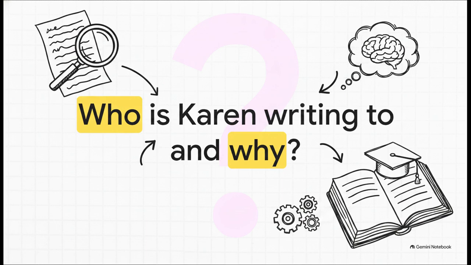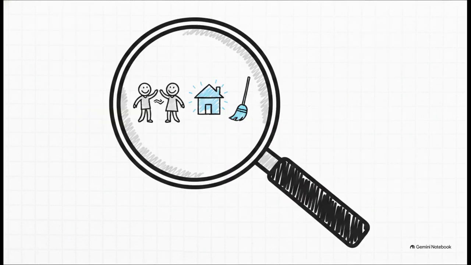And what is the real underlying reason she wants this person to come over right now? Let's deduce the answers straight from the text. Is Karen writing to her boss? No way. You wouldn't typically write to your boss about your kids doing chores. Is she writing to a total stranger? Definitely not. She is writing to a family friend.